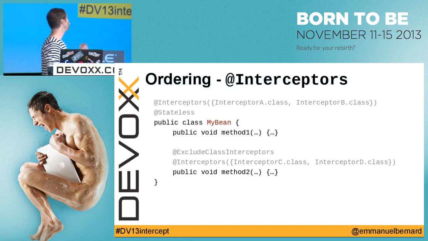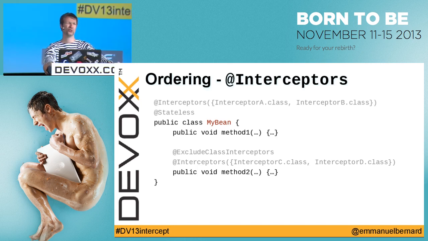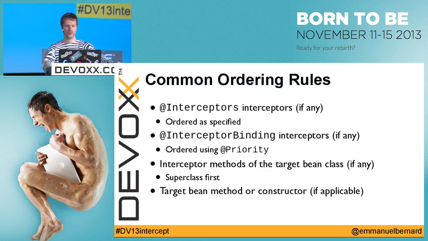But before that, if we want to, for some reason, exclude the interceptors of the class level, you can use the exclude class interceptors that will make method 2 only be intercepted by interceptor C and later interceptor D. Okay? There is also exclude default interceptors that disable the default interceptor you define in your, I guess, jboss.xml and beans.xml, the CDI one.